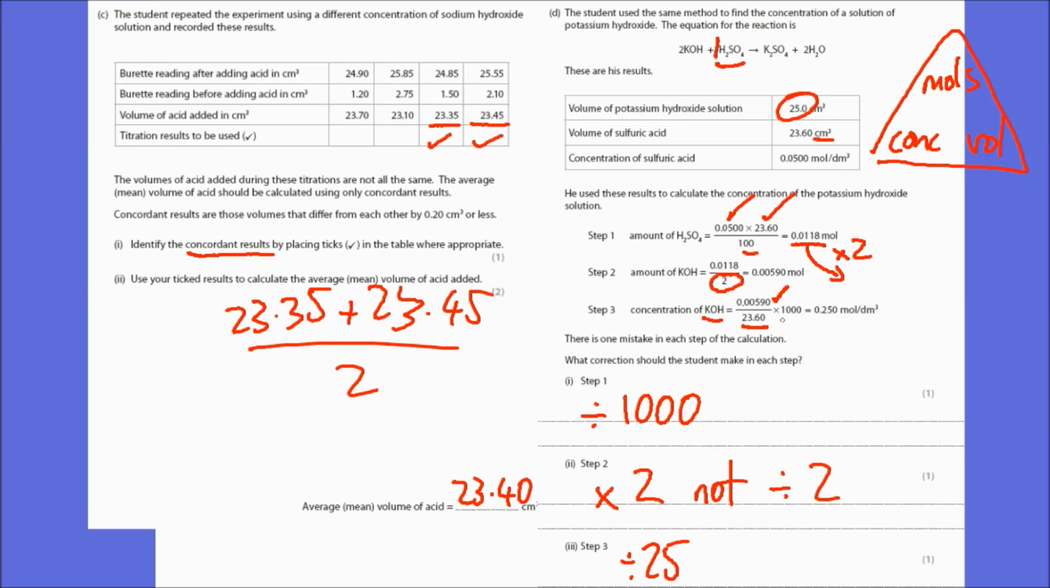Most candidates probably will go for the 1,000 as the mistake. And actually, that's not the mistake, because the timesing it by 1,000 is what you're effectively doing when you convert this number here into decimeters cubed by dividing it by 1,000. So the mistake is that we should be dividing it by 25 rather than 23.60. And that's the end of this video.